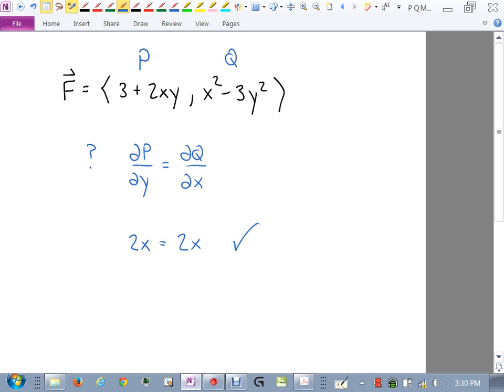Y is what? P, you mean partial P with respect to X equals partial of Q with respect to Y? That's the check?